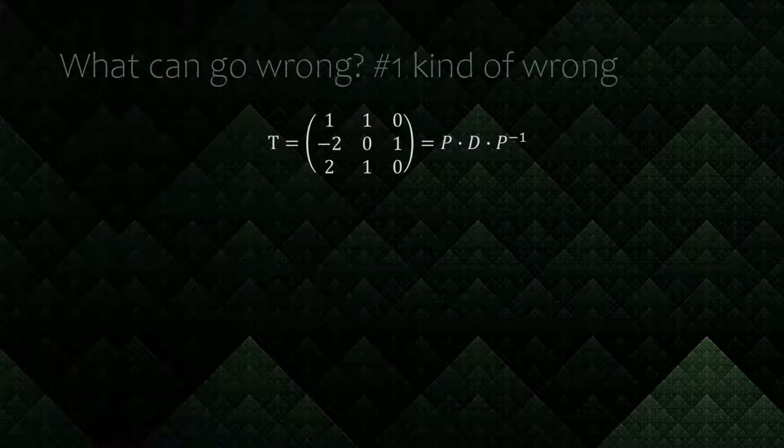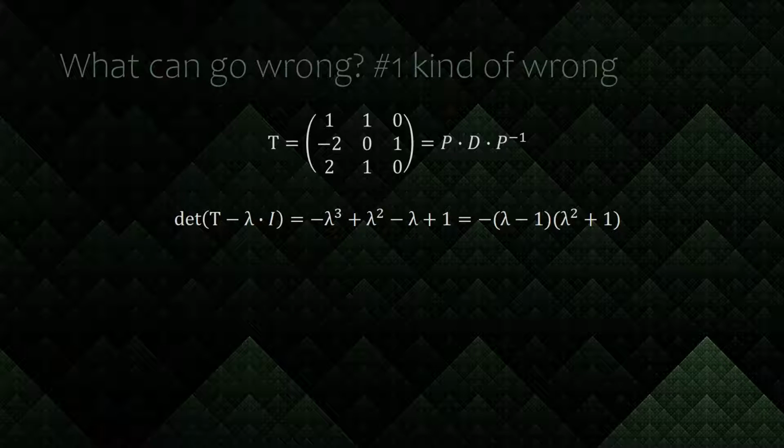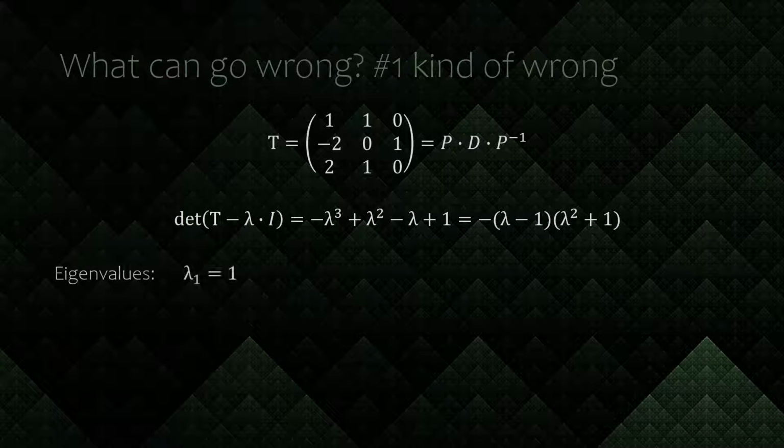So let's analyze what can go wrong in diagonalizing a matrix using some examples. The first one will be only kind of wrong. Consider the matrix T. Following the same steps as before, we calculate and factorize the determinant of T minus lambda times I and write down the values of its zeros. In this case, we got only one real zero, which is 1, and two complex zeros, i and -i.